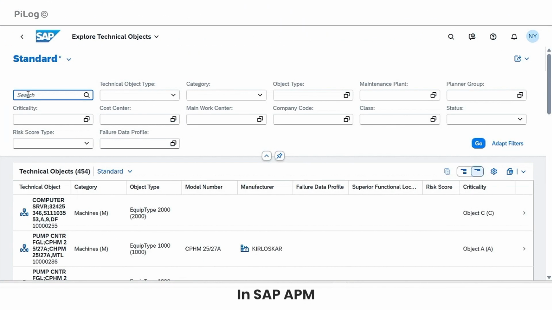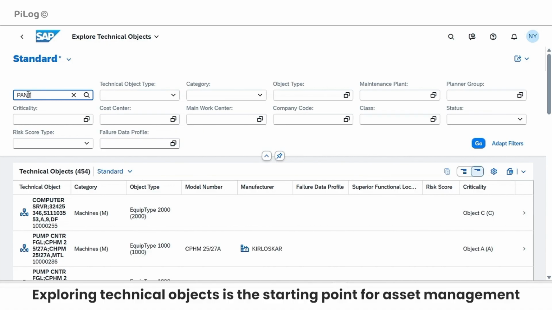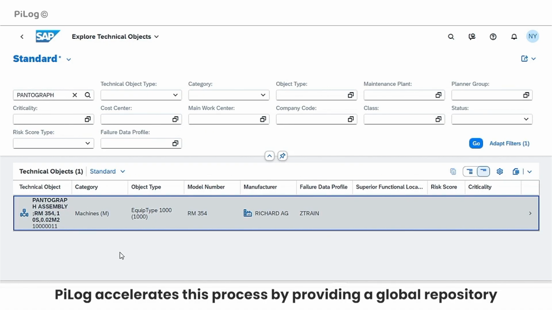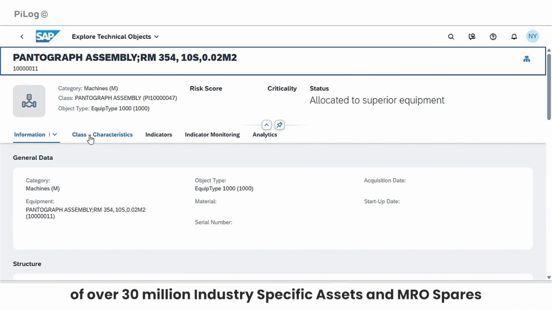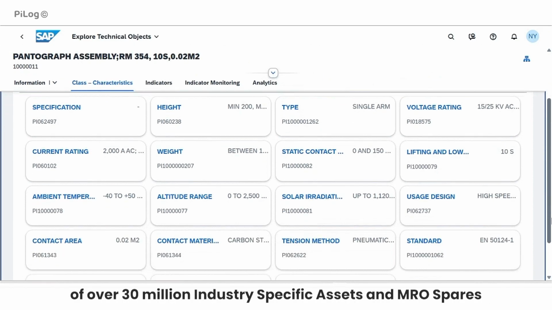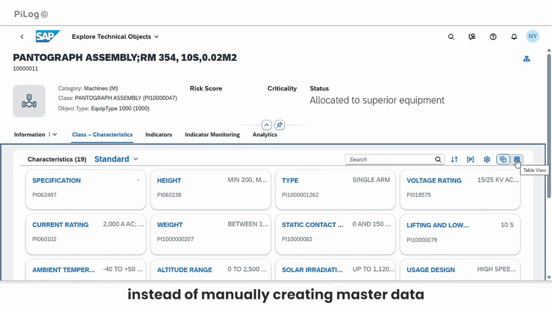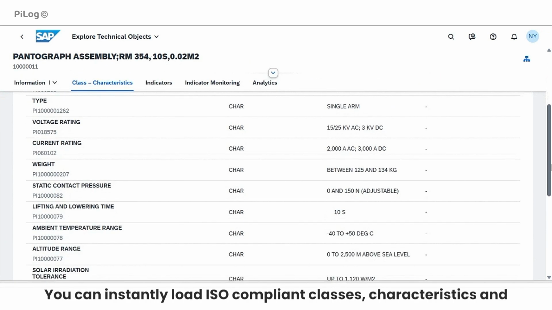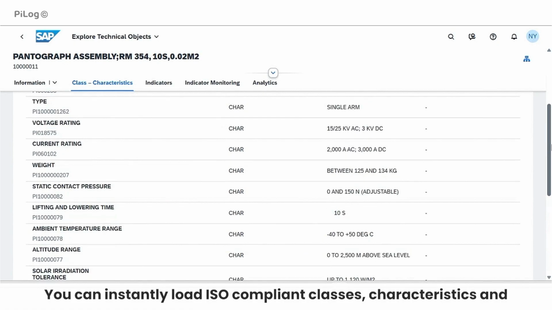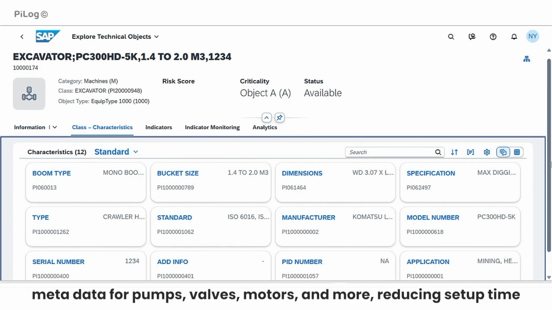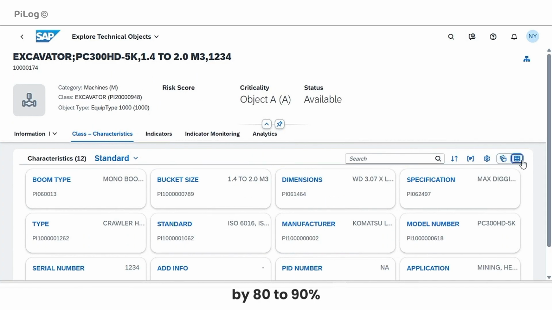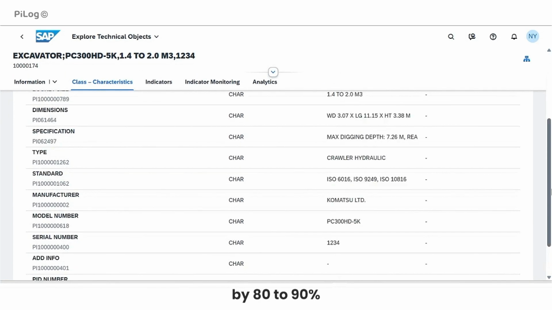In SAP APM, exploring technical objects is the starting point for asset management. PiLog accelerates this process by providing a global repository of over 30 million industry-specific assets and MRO spares. Instead of manually creating master data, you can instantly load ISO-compliant classes, characteristics, and metadata for pumps, valves, motors, and more, reducing setup time by 80 to 90%.